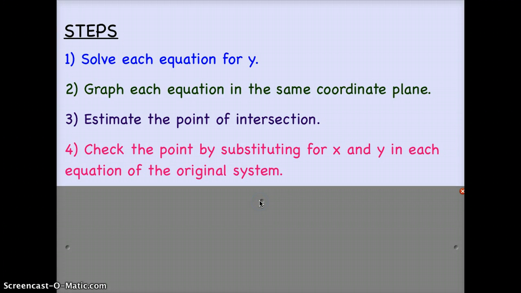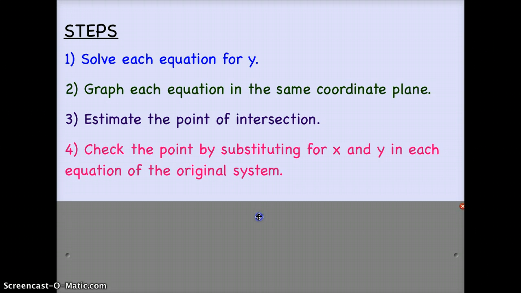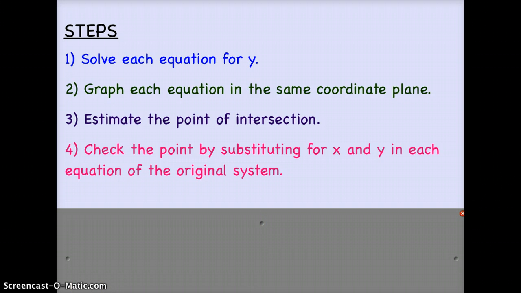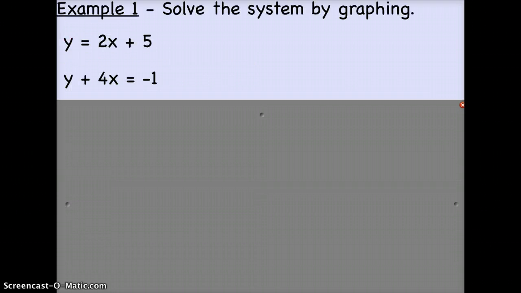And finally, step number four, check the point by substituting for x and y in each equation of the original system. We don't want to just rely on looking at the graph because sometimes we know that our lines may be a little crooked and it may not exactly be on the point. So we can estimate by looking at the graph, but then we want to check by actually substituting our point in. So let's take a look at an example.